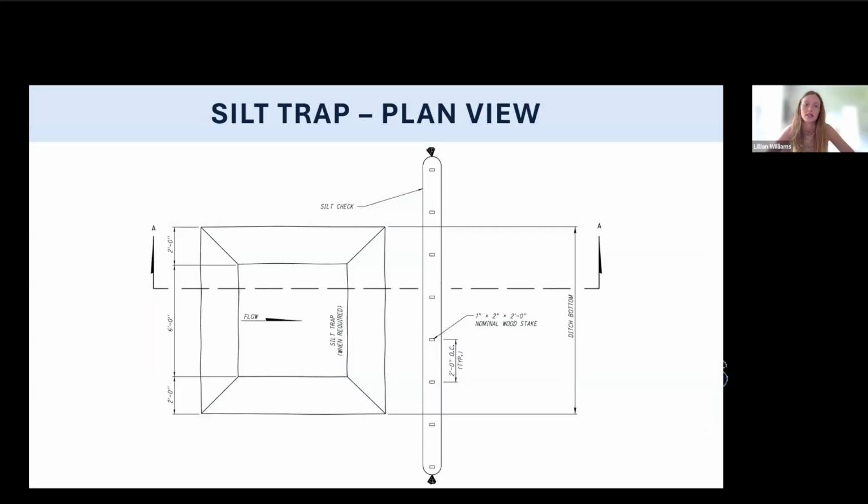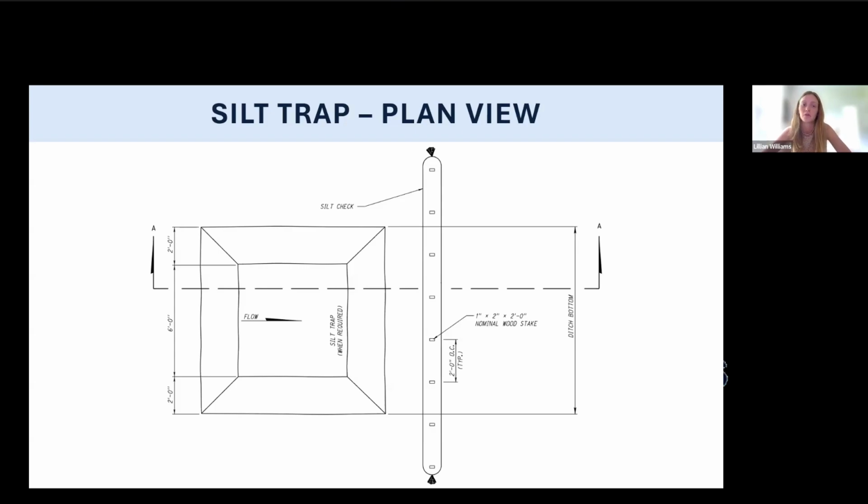And this is the silt trap plan view. So you can see it has that 6 foot width and then it's 1 foot deep. So you have a 2-to-1 slope on this little excavated sump basically. And that is going to give you 10 feet across the top, which is typically the width of your channel.